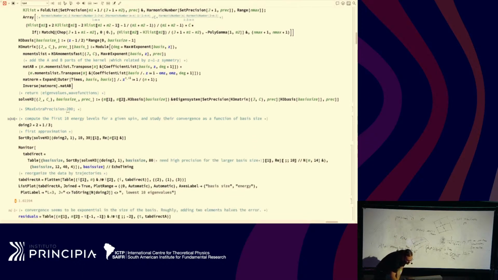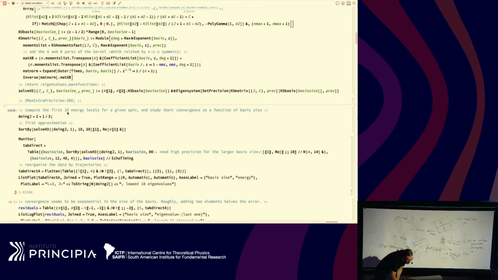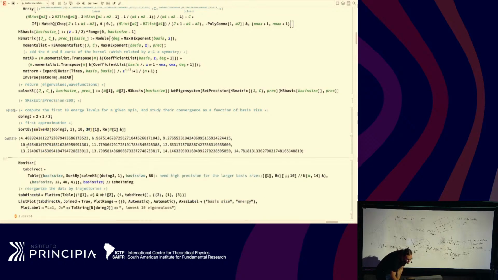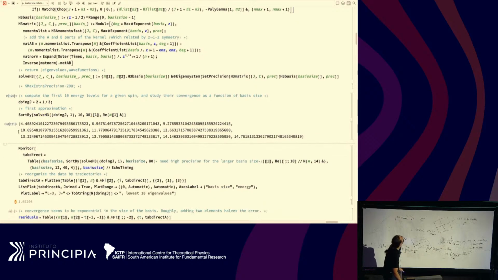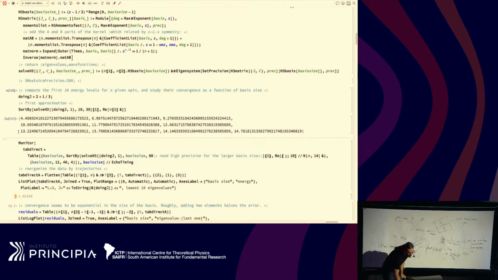And so this is a code that computes, for a particular spin 2 plus 1/3, with a 10 by 10 matrix, precision 30, all of the states. So it's a bit quick.